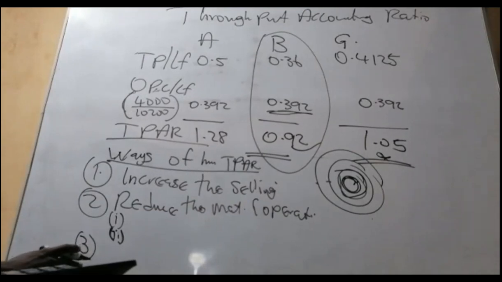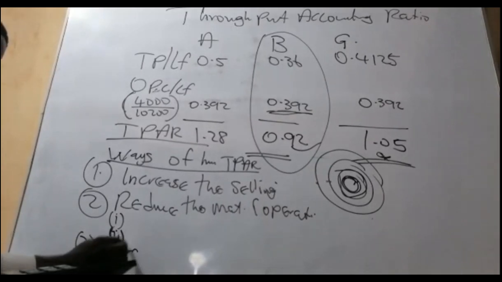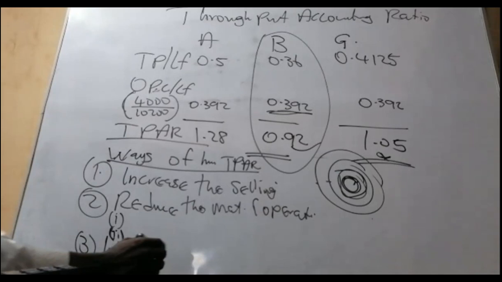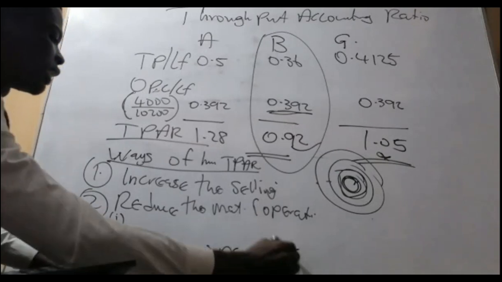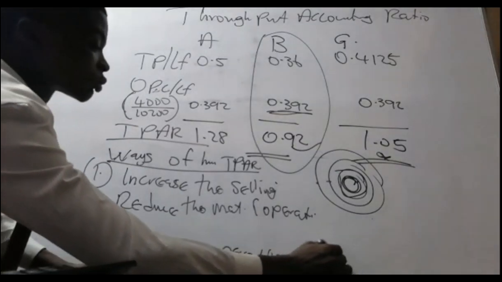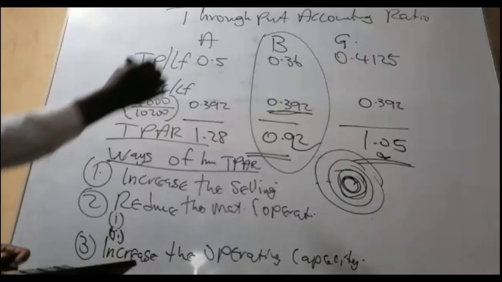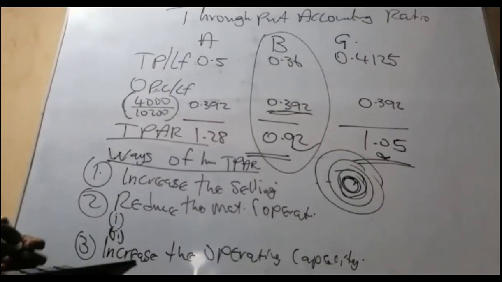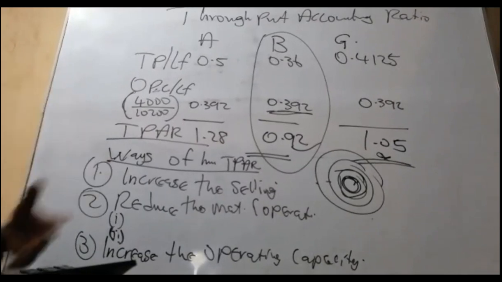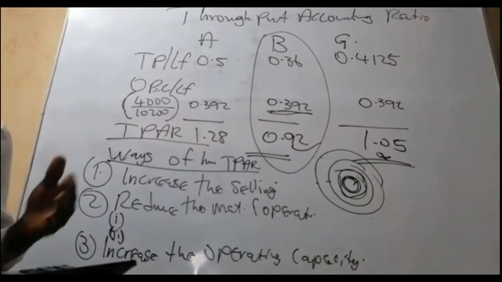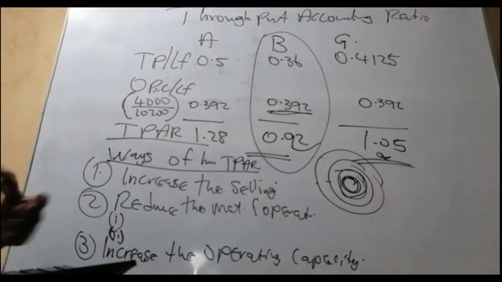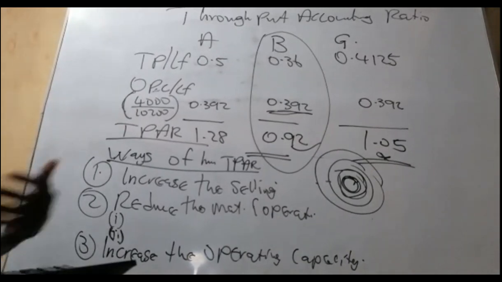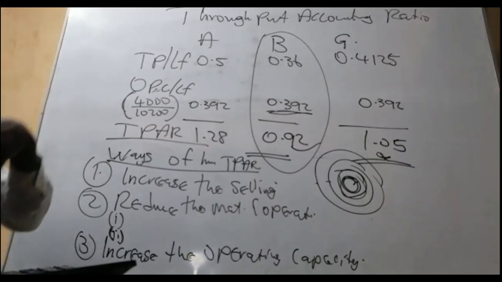You can increase your operating capacity. Increase what? The operating capacity. Formerly, if your machines worked for, let's say, 5 hours, try letting them work for 6 hours, because the longer they work, ideally the lesser the cost. The higher you produce, the lesser the fixed cost, because if you produce more, the units will absorb the fixed cost, and the fixed cost per unit will be minimal.